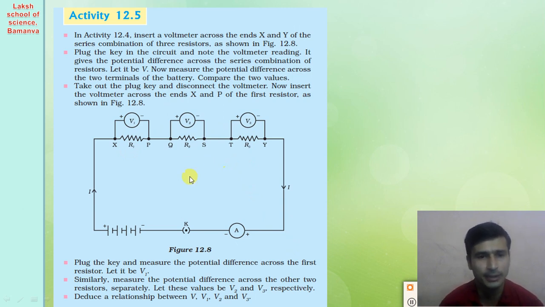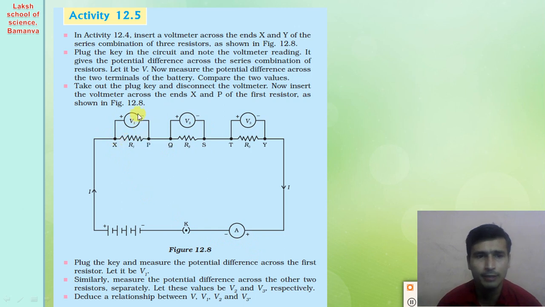Connect the 6 volt battery. The 1 ohm resistor, 2 ohm resistor and 3 ohm resistor are in a series combination, and an ammeter is connected anywhere in the circuit. Right, here we connect the ammeter, and connect a voltmeter across each of the resistors.